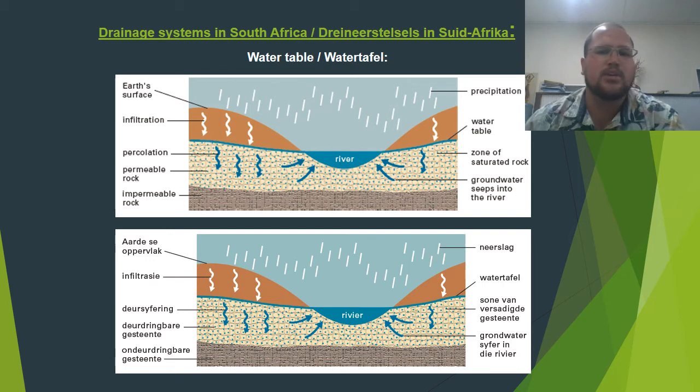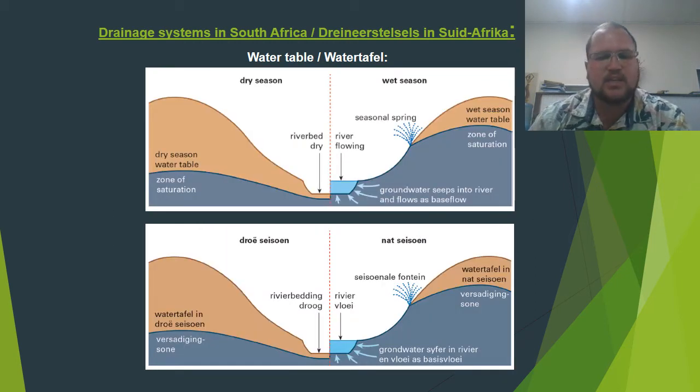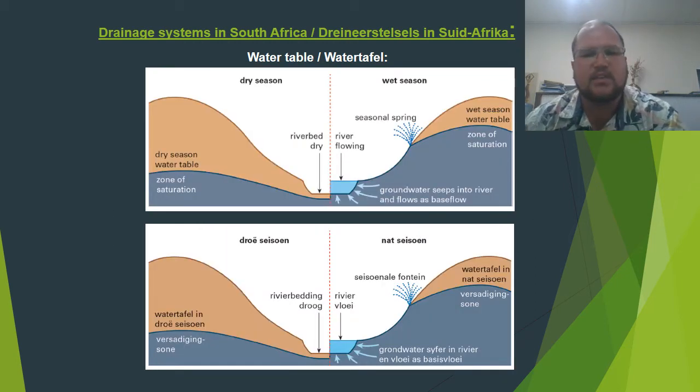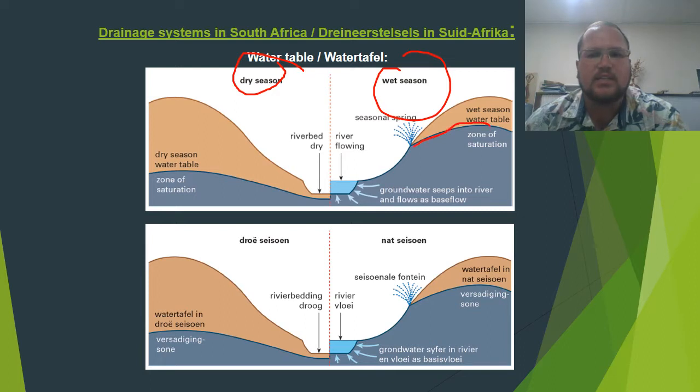Here you'll see a little image of that. Let me just go to the next slide. Okay, so now we can see on this slide the dry season and the wet season. The zone of saturation, aka the water table. This line here is the top of my water table. The zone of saturation, versadigingszone, is where my water table is in the wet season.